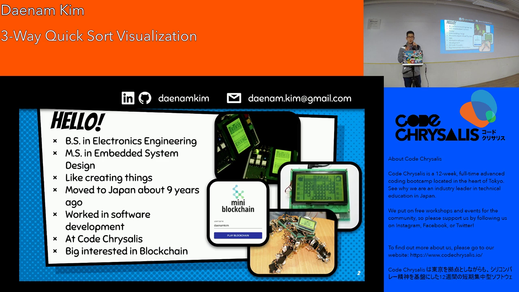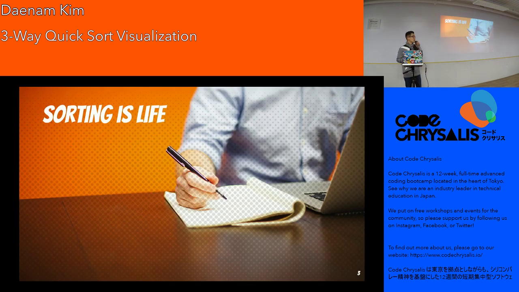I wanted to broaden my perspective, so I came here around 9 years ago, and I worked in software development. But you know what, my job was not so good for me. It was getting boring, not so challenging. So I tried to find something cool with international people here, and so I'm now at Code Chrysalis. I'm really satisfied now. Also, I have a big interest in blockchain, so I presented a tech talk for my mini blockchain. I'm going to tell you about it later. And this is my introduction, and let's talk about sorting.